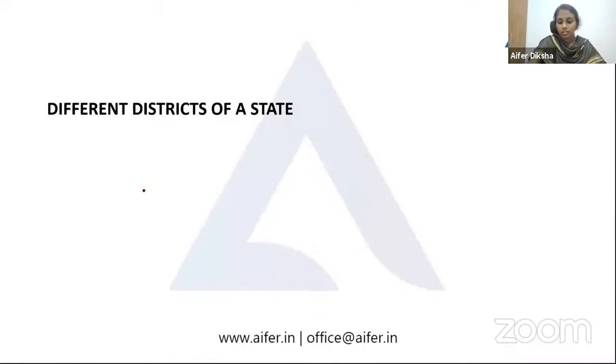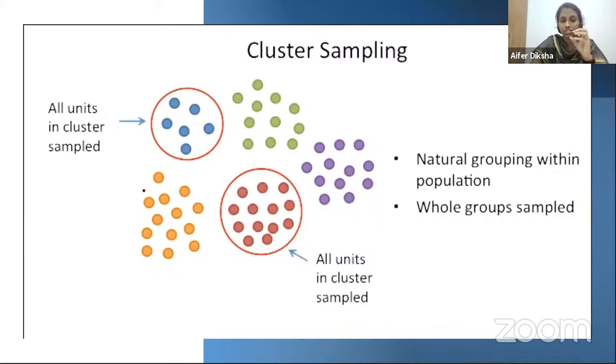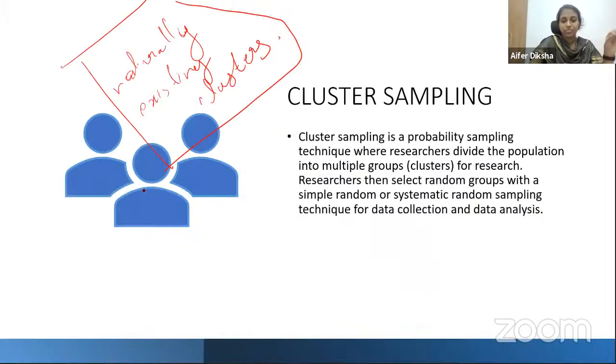Like this. Take an example, suppose we are conducting a study in the whole state of Kerala or any state. Different districts of a state are different clusters. That is, they are naturally existing. These districts are not created for the purpose of any research. So these are naturally existing clusters. From these clusters, we will then choose our samples through simple random sampling or systematic random sampling. We can choose it through any blind selection, or like the nth one can be selected. That is the systematic random sampling.